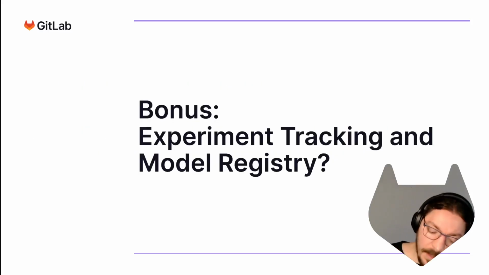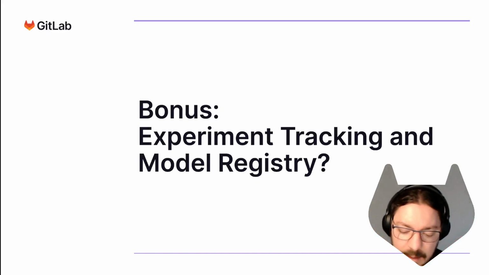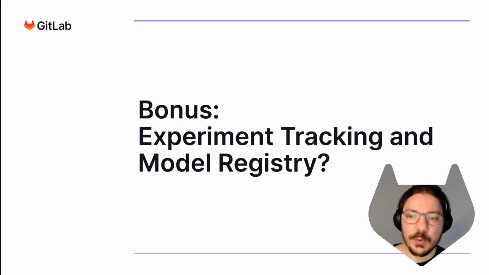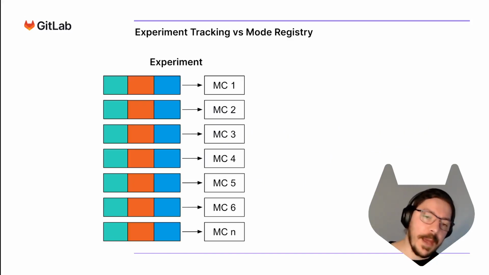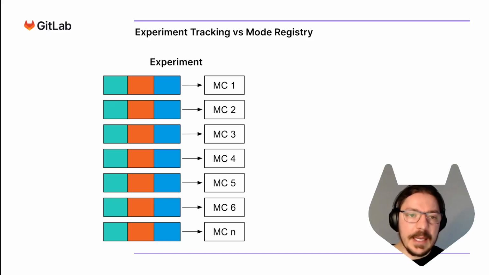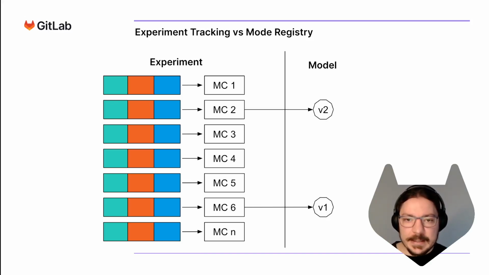As a bonus, a question that I often get is, what is the difference between experiment tracking and model registry? Model registry is being worked on at GitLab as well, not by me, but it does have a lot of similarities. So, going back, an experiment has all the different code bases, the data set, and the hyperparameters. Each one will be generating a model candidate. And some of these candidates will be promoted to models.